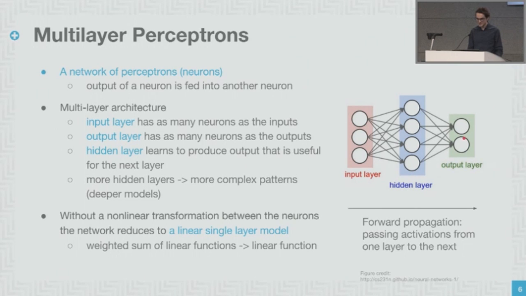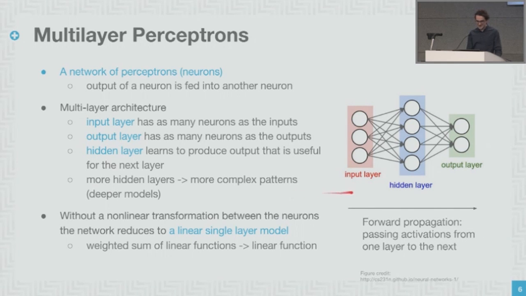For example, if this was an indoor-outdoor classification task, one of them was going to be the indoor neuron, and the other one was going to be the outdoor neuron. And we also have hidden layers in between those. Here, there's only one hidden layer. And these layers learn to produce output that is useful for the next layer. So it adds a layer of abstraction. And more hidden layers mean the model can learn more complex patterns.